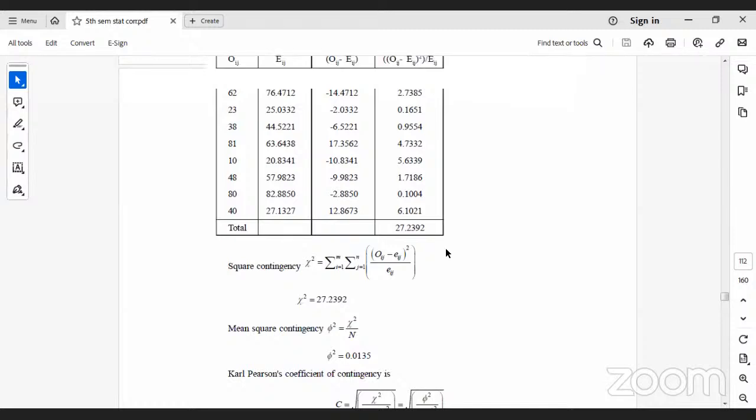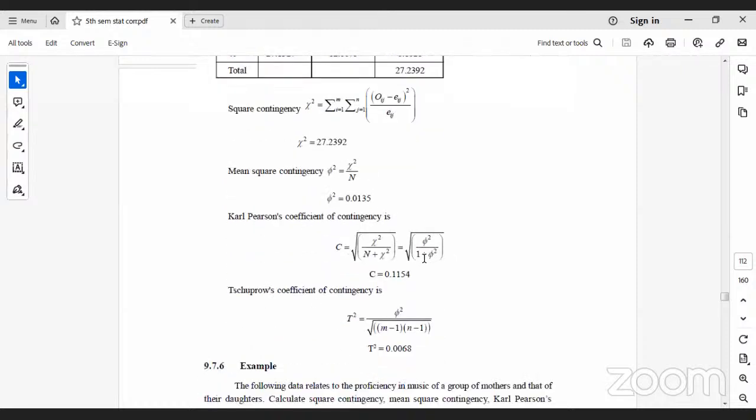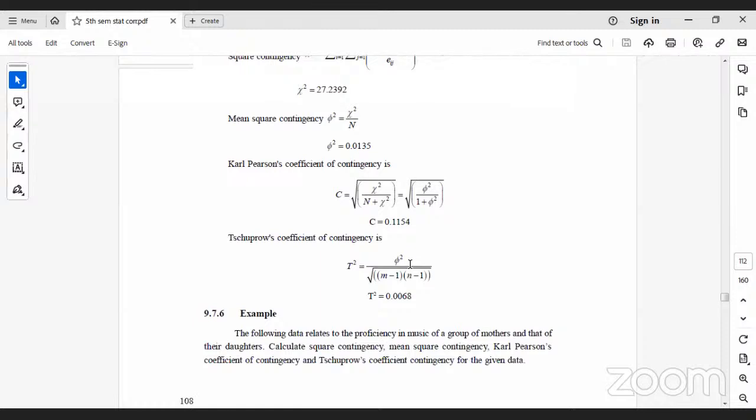27.2392. Then chi-square is equal to summation of i equal to 1 to m, summation of j equal to 1 to n, (OIJ minus EIJ) square by EIJ. So we can write this value 27.2392. So this is also the total coefficient. You can substitute the same. Clear any doubts?